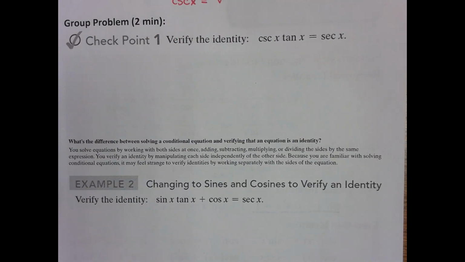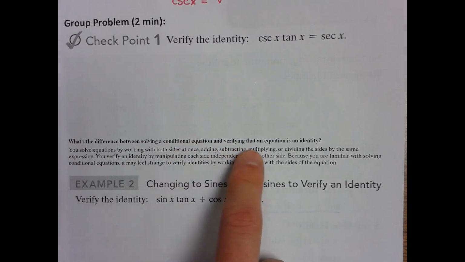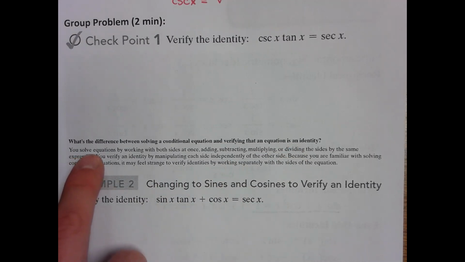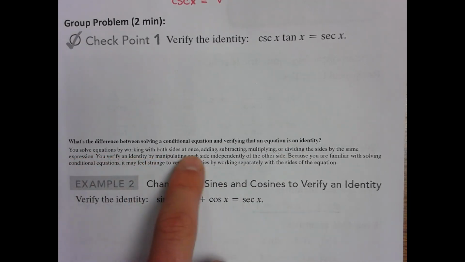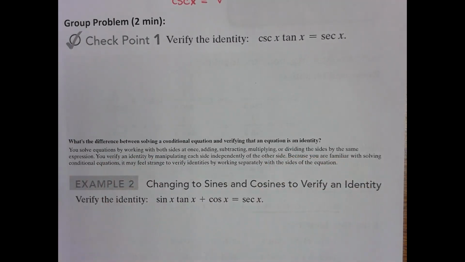Okay, so before we jump into the next identity, I just want to point out that I kind of touched on this, but the difference between solving a conditional equation, basically an equation that you're used to seeing, and verifying an equation as an identity, what is the difference there? So you solve equations by working with both sides at once, adding, subtracting, multiplying, and dividing the sides by the same expression. That's what we're used to, right? If I have like 2x minus 1 equals 3, I'd add the 1, divide by 2, right? That's what you all have been used to every time you see an equation.